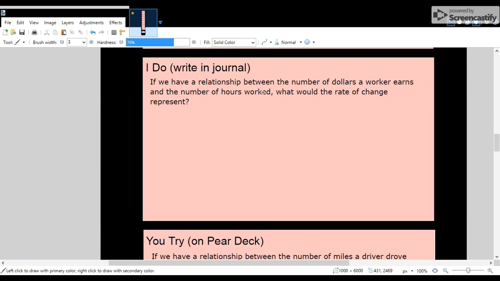If we have a relationship between the number of dollars a worker earns and the number of hours worked, what would the rate of change represent? We have number of dollars and we have number of hours. Number of dollars would be our change in Y, and the number of hours would be our change in X. Rate of change is another word for slope. So this would represent the number of dollars per hour.